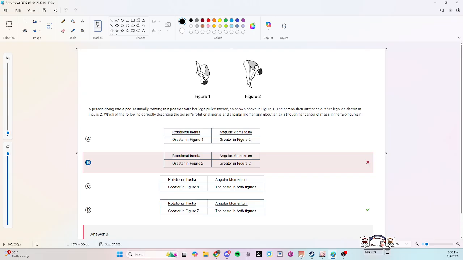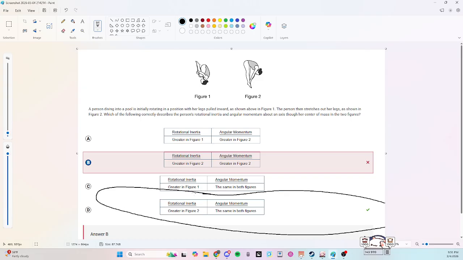But then there's no mention of a net force or a net torque acting on the system, so we know that angular momentum has to be conserved. So that's why it should be this one. And even though her rotational inertia increases, her velocity will decrease in order to keep the same angular momentum.